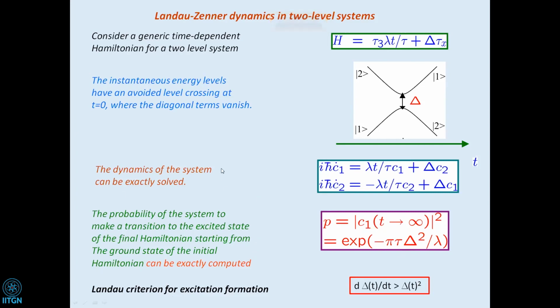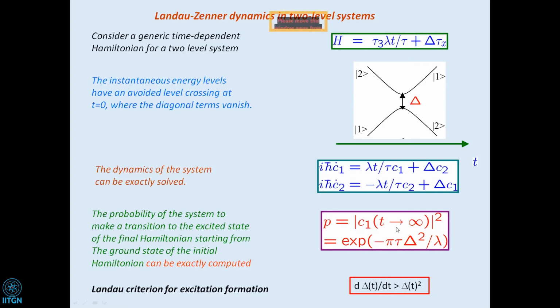And let me explain this a little bit. So you see that at any instant of time, you have an instantaneous eigenvalue difference, which is given by delta of t. So at t equal to 0, this is just delta, but at other points, you have some delta. Now, if your rate is such that this change in delta of t is greater than delta square, then you form excitations. That is, you take your system from one state to another. However, if this is small, you don't form any excitation.